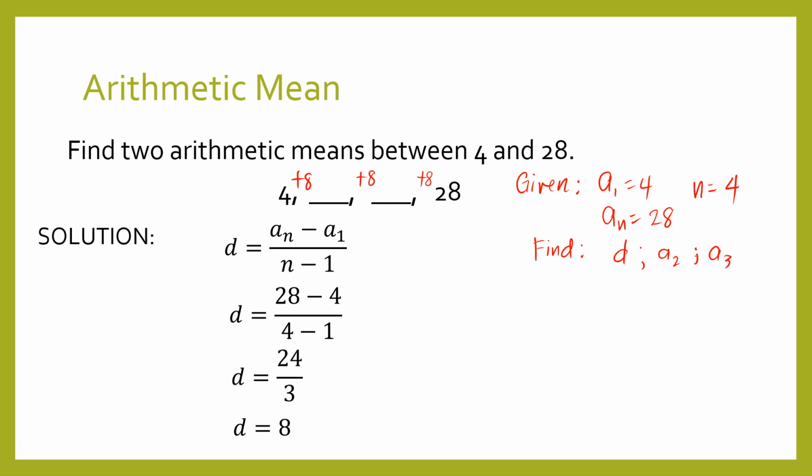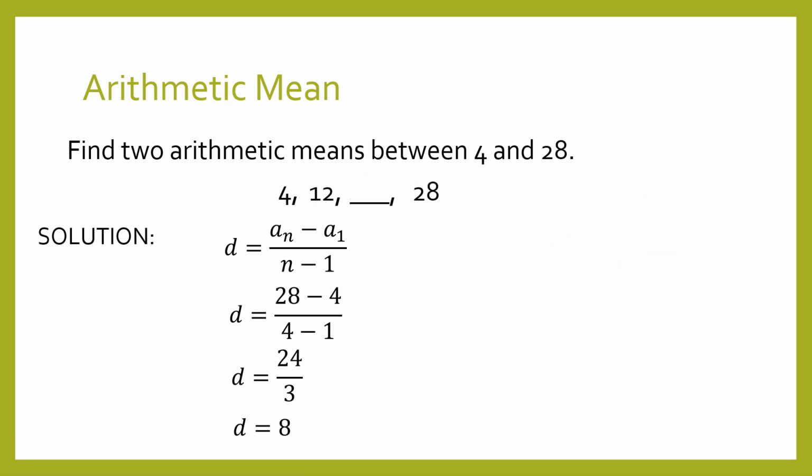So let us see. 4 plus 8 is 12, and the other one plus 8, so 12 plus 8 is, if you said 20, then you guessed it right, 20. Then if you add 20 and the common difference, which is 8, you will have an answer of 28. So therefore, the two arithmetic means between 4 and 28 are 12 and 20.